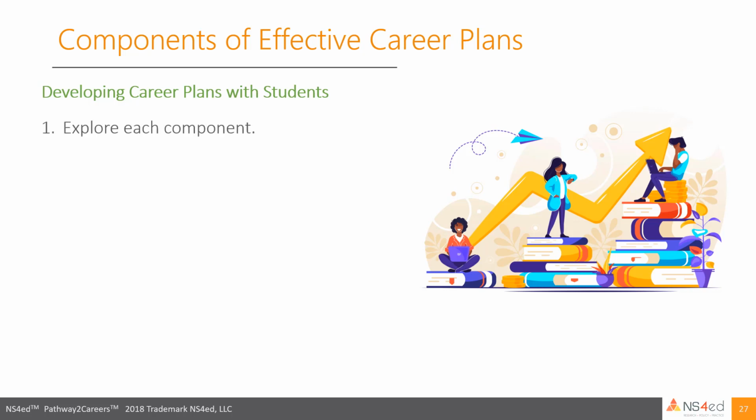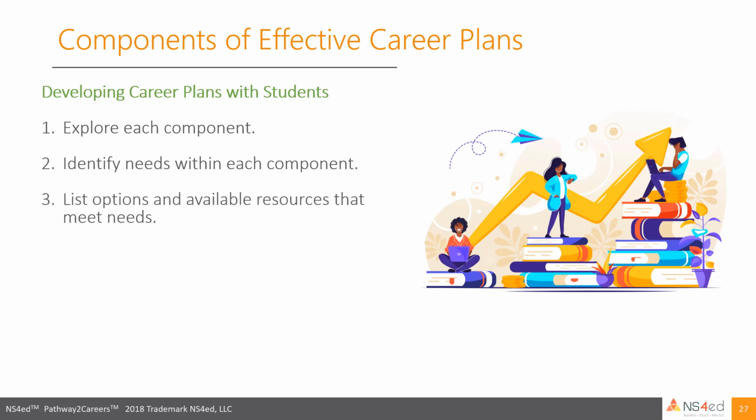Students will need an opportunity to explore each component and identify needs within each component. For the education component, for example, students will need a chance to explore education requirements for their chosen career. This can be done on O-Net or in the Occupational Outlook Handbook. Once needs have been identified, students will need to list options and available resources that meet those needs.